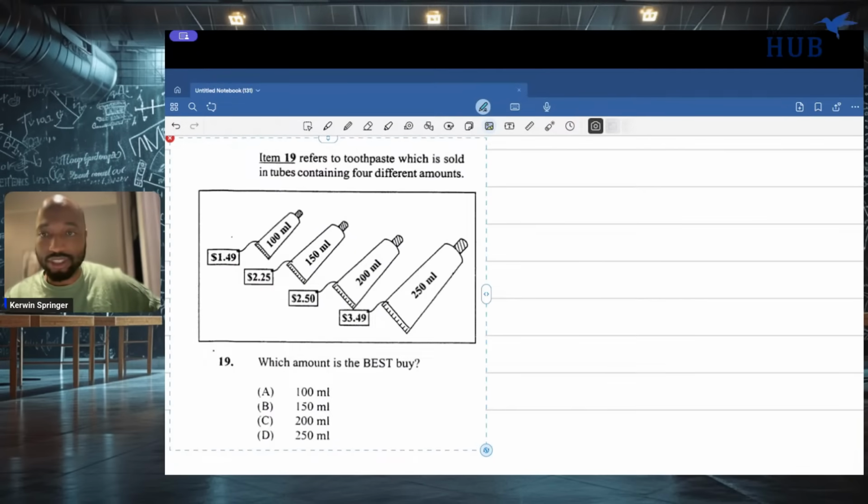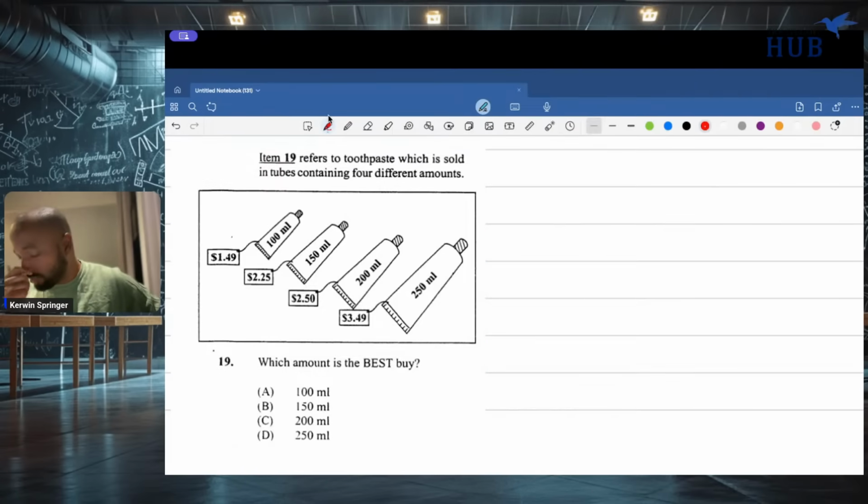What is the best amount? I think this is one of the annoying questions. It takes a little while to work it out. So you can do two things. You can find who gives the best deal for 1 milliliter, or you can find who gives the best deal for $1.